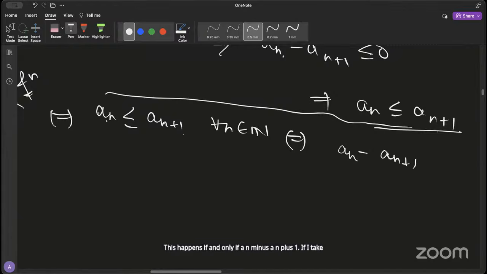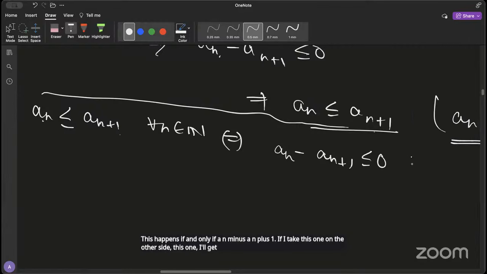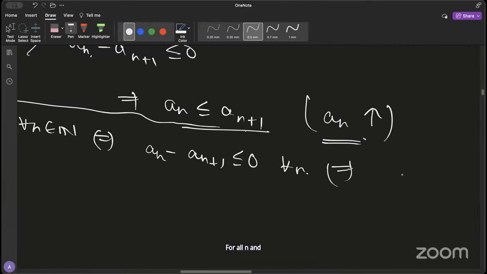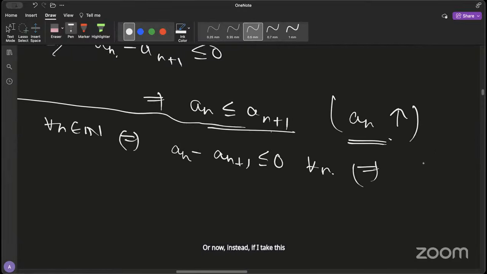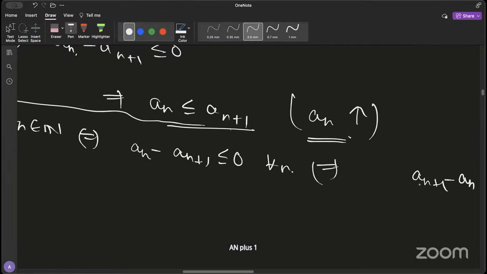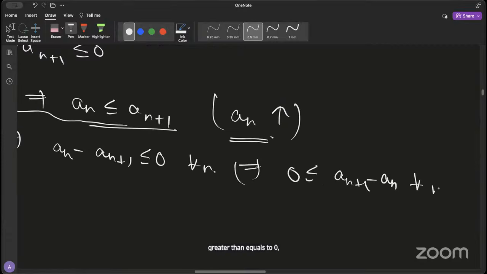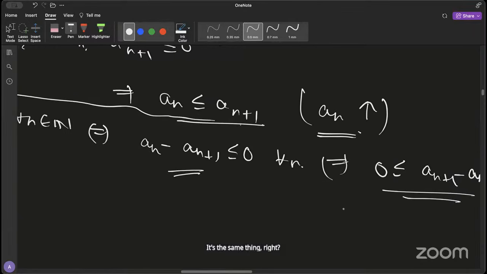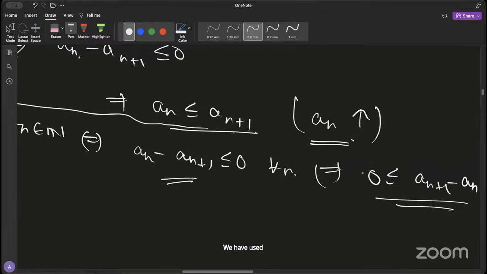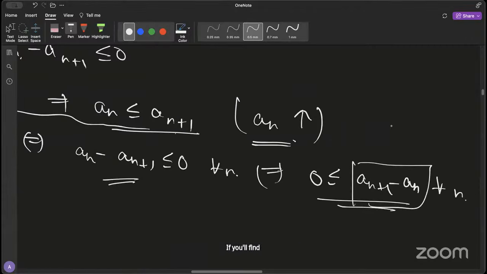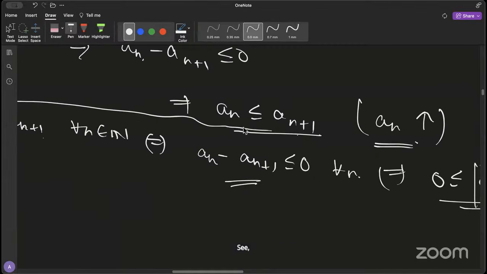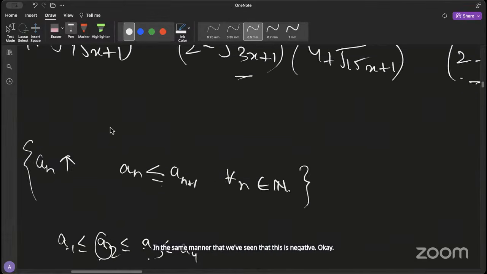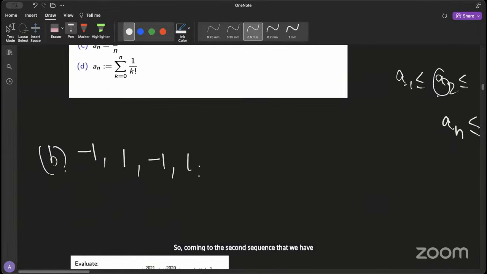If I take this one on the other side, I'll get this, right? For all n. And this is the same as saying, or now instead if I take this on this side, I'll get a_(n+1) minus a_n greater than or equal to 0, right? For all n. So either you show this thing or you show this thing. It's the same thing, right? Okay, got it. You can use this. If you find this expression, you will see that it is positive, in the same manner that we've seen that this is negative.